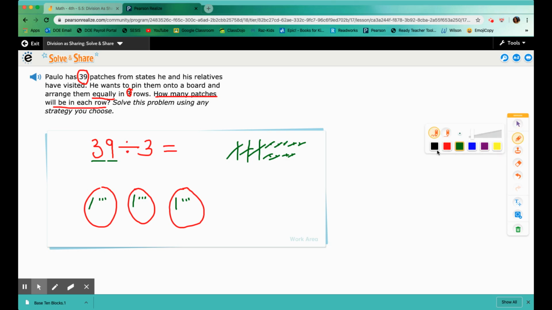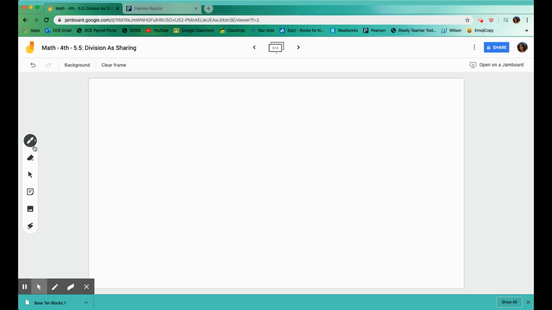So now let's look at just one of the groups and see how much is in there to determine the quotient. So we have 1 ten, and we have 3 ones. So my quotient is 13. Now let's try another example. Let's try 55 divided by 4.